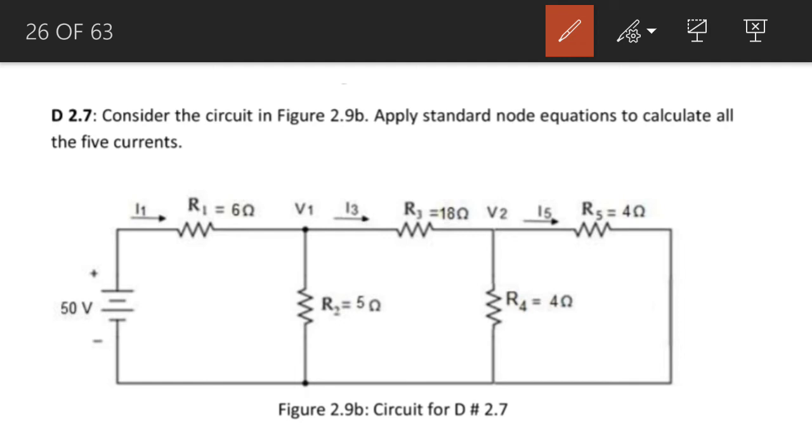Let us do another numerical example, and there are three loops in this numerical example, and there are two nodes in this numerical example. We have already done this numerical example with the help of standard loop equations, but we are going to do it with a different method that is known as standard node equations.